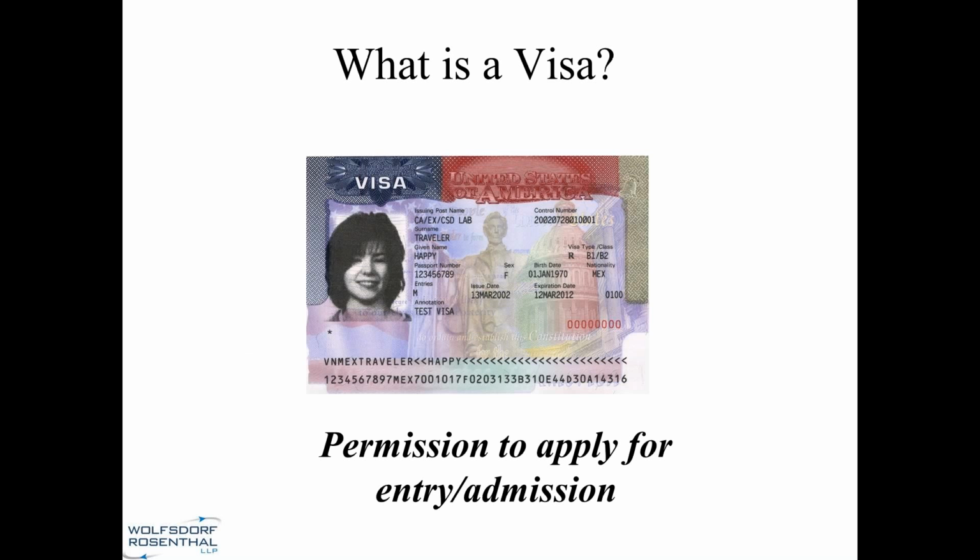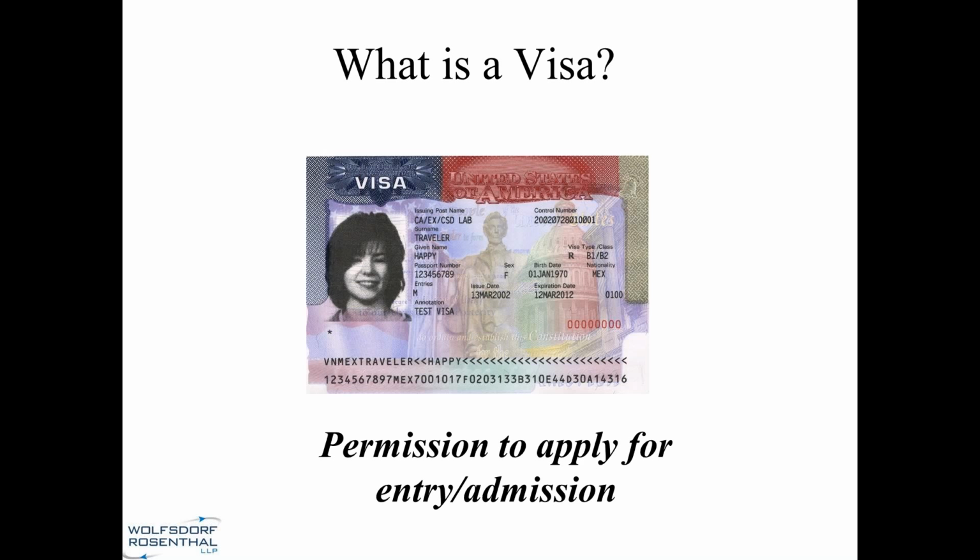So let's start off with a quick review in terms of the difference between what is a U.S. visa and what is status. A very basic concept, but a very important one. So as you can see here, this is a typical U.S. visa. It's on the Lincoln foil.